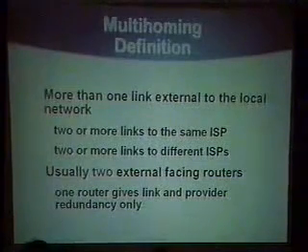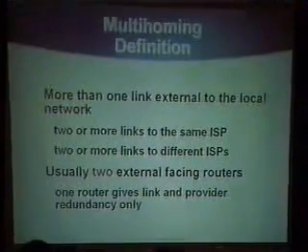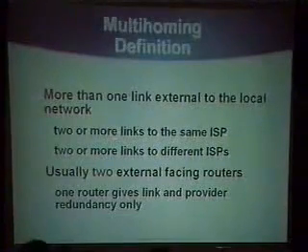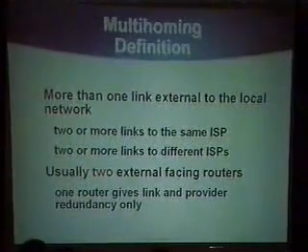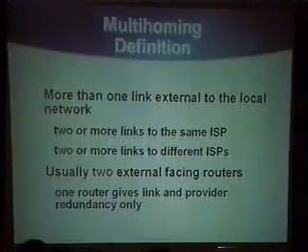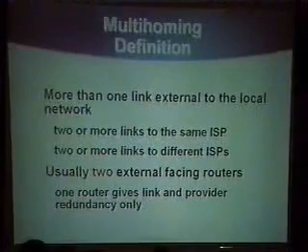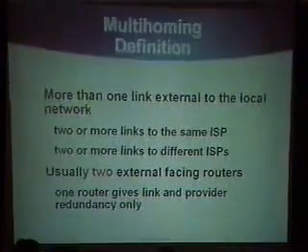Multi-homing, well, I'm sure most of you know what multi-homing is, but just in case. Multi-homing is when you've got more than one link external to the local network. So two or more links to the same ISP is multi-homing, and two or more links to different ISPs or different ASs is multi-homing as well. There are usually two external-facing routers. People have multi-homed with only one external-facing router, but that only gives you link and provider redundancy. You usually want to multi-home to get all three, so you want router redundancy as well.